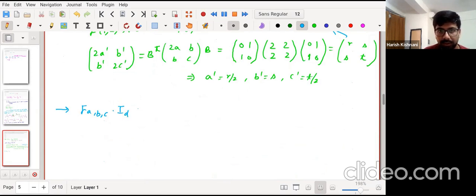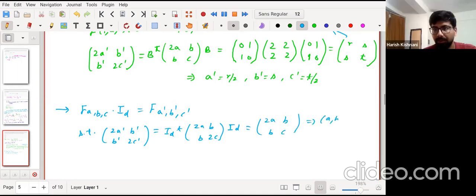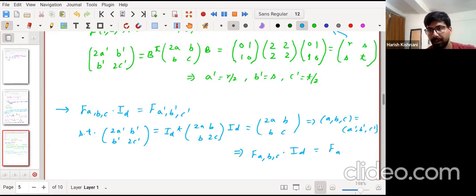for that this is A dash, B dash, and C dash, such that you have 2A dash, B dash, B dash, and 2C dash equal to identity transpose, then 2A B B 2C, and then again identity. So it's just 2A B B 2C, which implies that your tuple A, B, C is the same as A dash, B dash, C dash, and which just proves the identity axiom, right? That f of A, B, C dot identity is f of A, B, C.